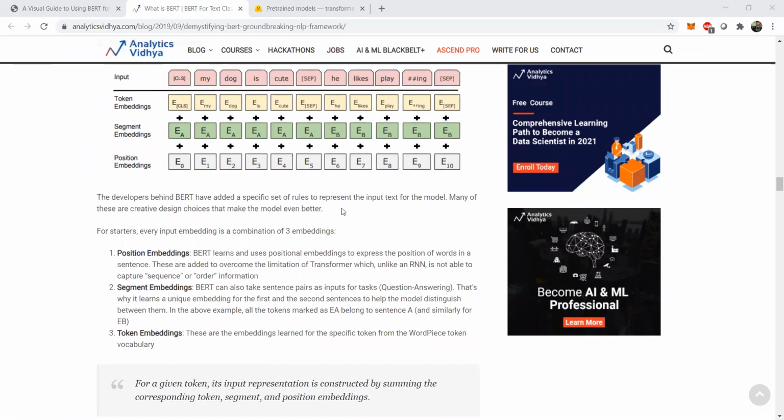token embeddings. As given in the figure over here, the token embeddings are essentially derived from specific tokens. In the case of BERT, there are two special tokens. One is called CLS and the other is called SEP. The CLS denotes the starting of a particular phrase or sentence. The SEP denotes the end or the terminal position of a particular sentence.